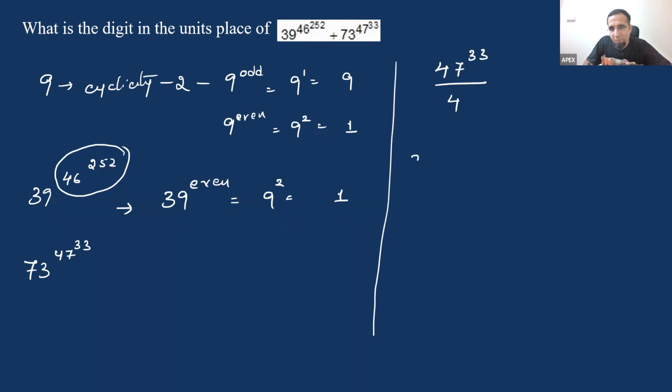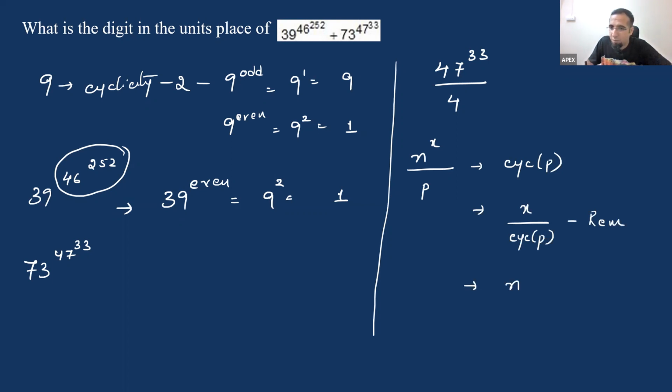I repeat, whenever you have n to the power x divided by a number, let's say a number called p, we check the cyclicity of p. Second point, we divide x with the cyclicity of p and we find the remainder. And the final digit, the last digit, will be n to the power the remainder. So I need to calculate the remainder when 47 to the power 33 is divided by 4.